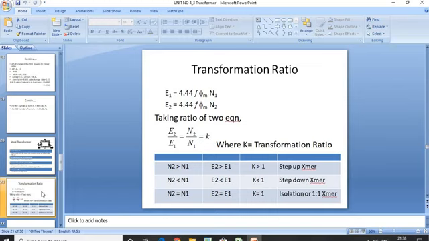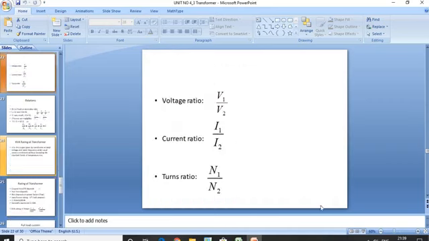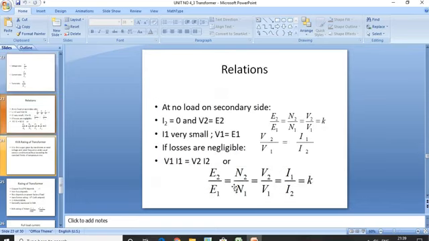So if the condition is number of turns of secondary is greater than number of turns of primary, then the value of K is greater than 1, the transformer is step up transformer. When N2 is less than N1, then K is less than 1, it is step down transformer. When N2 is equal to N1, K equal to 1, the transformer is isolation transformer. Likewise, we have calculated the voltage ratio, that is V1 by V2, current ratio I1 by I2, and turns ratio N1 by N2.